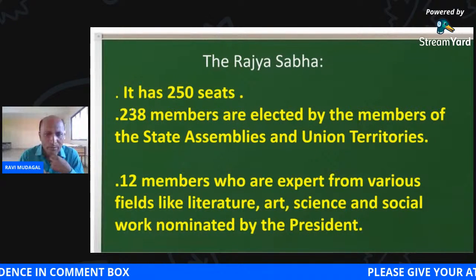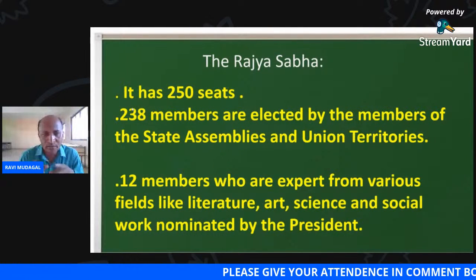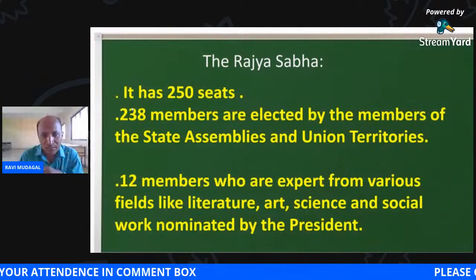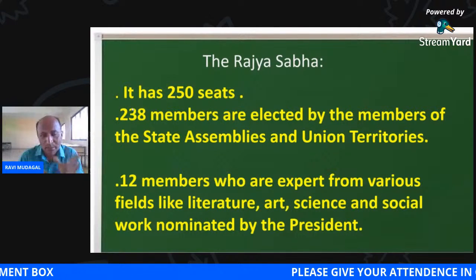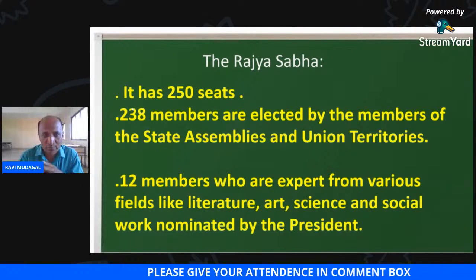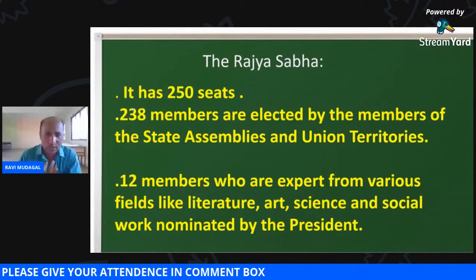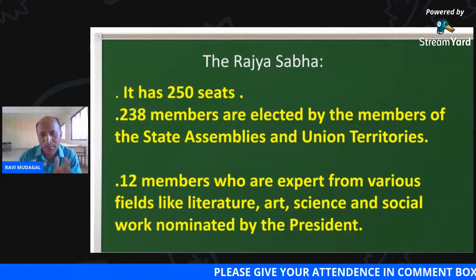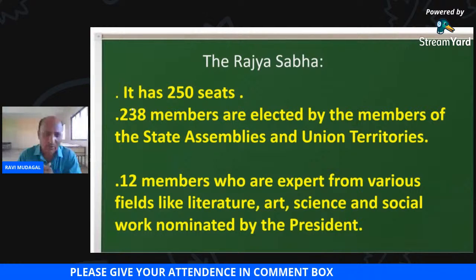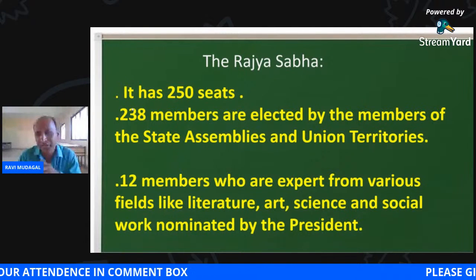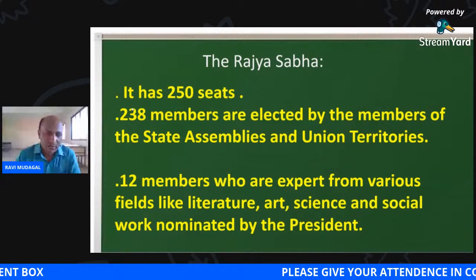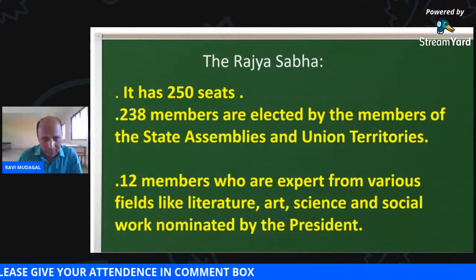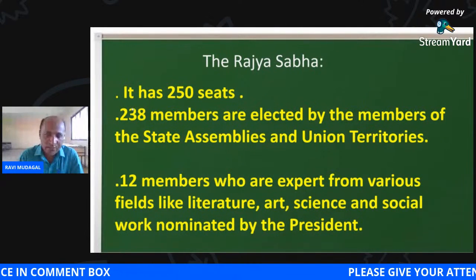But one thing we need to remember when it comes to Rajya Sabha: I didn't explain this one. The term of Rajya Sabha is 6 years, you know that, and it is a permanent body. When it comes to Lok Sabha, the Lok Sabha has 545 members. Rajya Sabha has 250 members. See, 238 members are elected by the members of the state assemblies and union territories. You need to understand the Rajya Sabha has 250 seats, whereas the Lok Sabha has 545 seats.